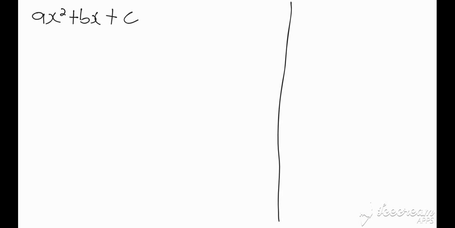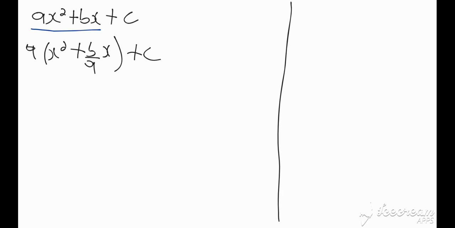The first thing I'm going to do is to group these two terms, the x squared term and the x term. So in order to get this to be a perfect square, we're going to factor out the a. This is going to give me a times the bracket x squared plus b over a times x, plus c.